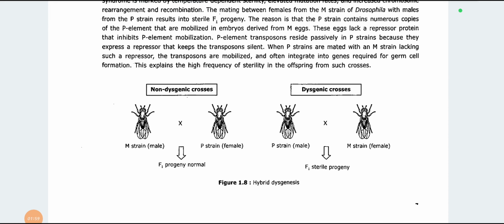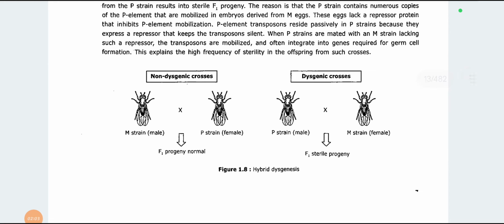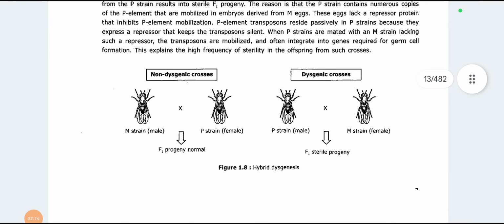The reason is that P strain contains numerous copies of P element which are mobilized in the embryos derived from M eggs. Okay, so it enters into M eggs. The P elements enter into the embryo of M eggs. So these eggs lack a repressor protein that inhibits P element mobilization.